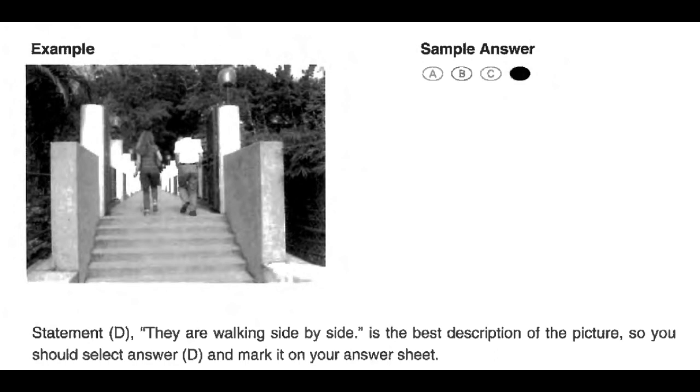Statement C. They're standing near the table. Is the best description of the picture. So you should select answer C and mark it on your answer sheet. Now, part one will begin.